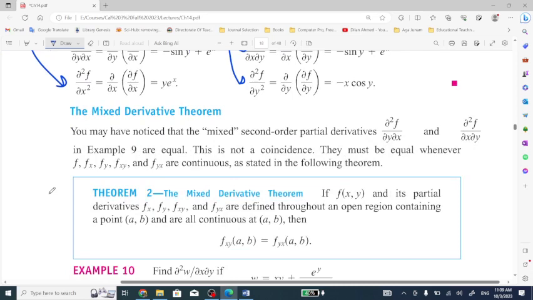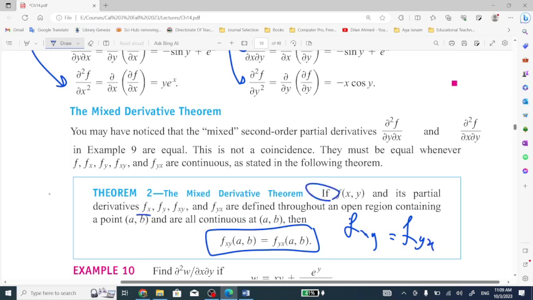An important thing we have is the mixed derivative theorem. It is about when these two are equal, when fxy equals fyx. Is it equal every time? No. When are they equal? Look at the condition. Here's the answer: if fx alone is continuous, fy alone is continuous, fxy is continuous, and fyx is continuous, then they will be equal.